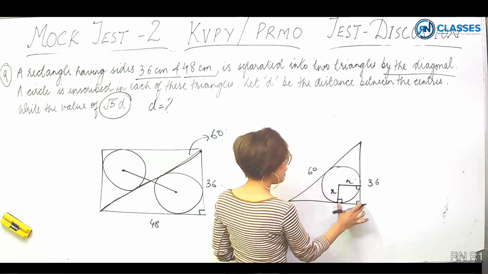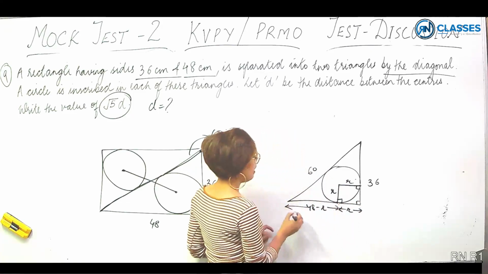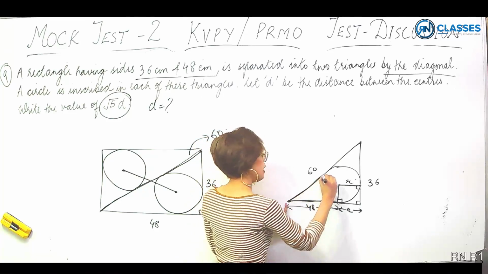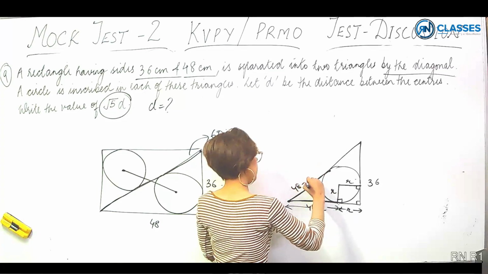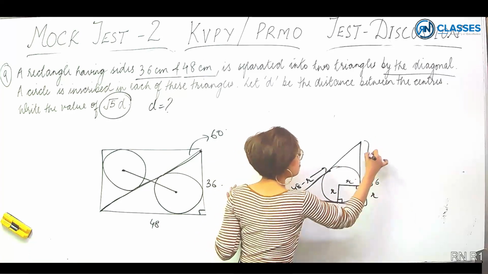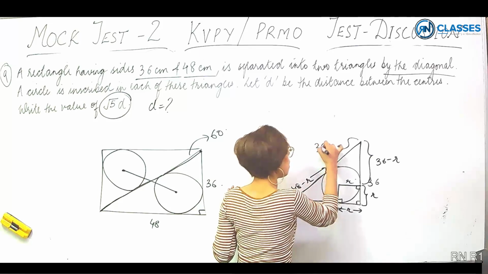Now entire was 48. This is R. That means this is 48 minus R. Remember? Right now this is a point outside the circle. So that means this length would be equal to this length. Right? This is 48 minus R. This is 48 minus R. Right? We'll do the same thing here because this is R. This becomes 36 minus R. And this becomes 36 minus R.